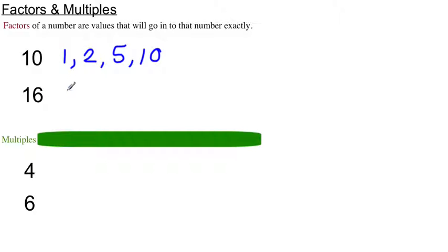Now moving on to the number 16. Again, the factors are 1, 2, 4, 8 and 16.